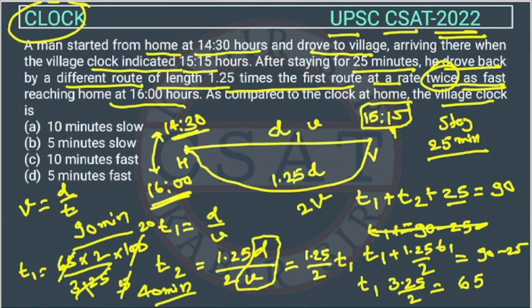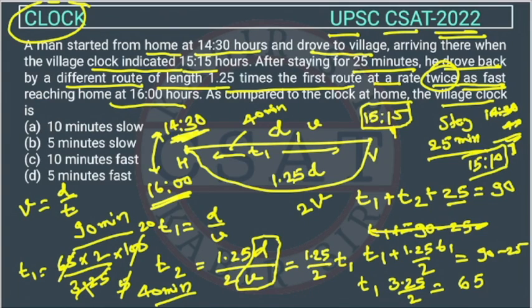So T1 was this timing, from here till here. उसको जाने में कितना समय लग रहा है? 40 minutes. Here he started at 14:30, so we add 40 minutes. He started at 2:30 बजे, and after 40 minutes he will reach here. 2:30 बजे में अगर हम 40 minutes को ऐड करेंगे तो 3:10 हो जाएगा. 3:10 मतलब 15:10.